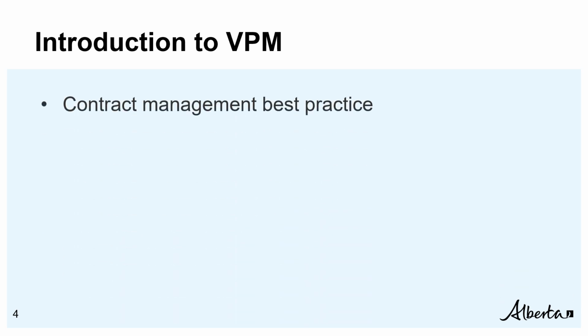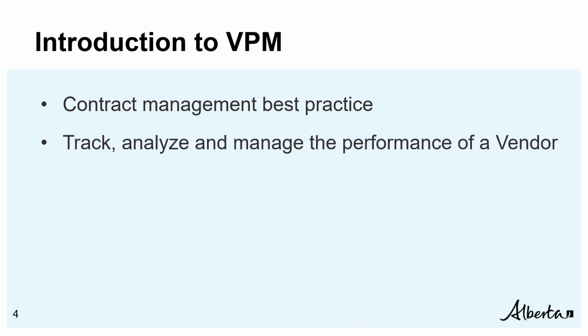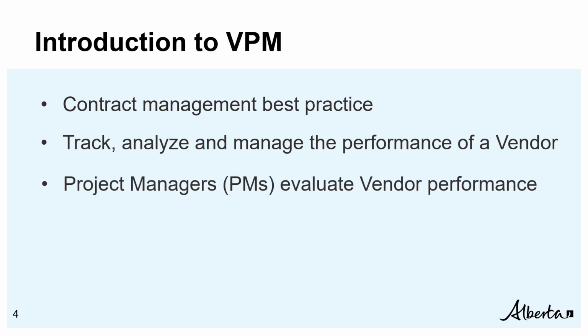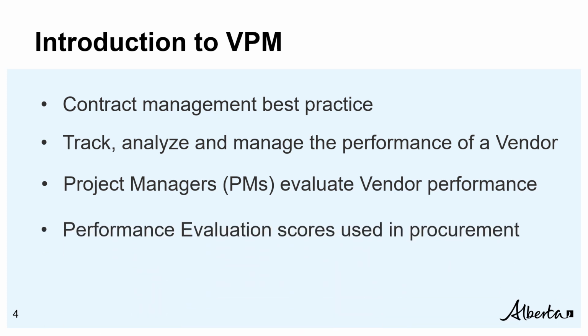VPM is a contract management best practice used to track, analyze, and manage the performance of a vendor. Project managers from Alberta Infrastructure evaluate the performance of vendors throughout the course of their contract with infrastructure. The CEAs from the VPM team support the project managers as they complete their vendor evaluations over the course of the entire contract and through individual evaluation cycles. These performance evaluation scores are then used in consideration for future procurements. This will be covered in more depth in Training Module 4.